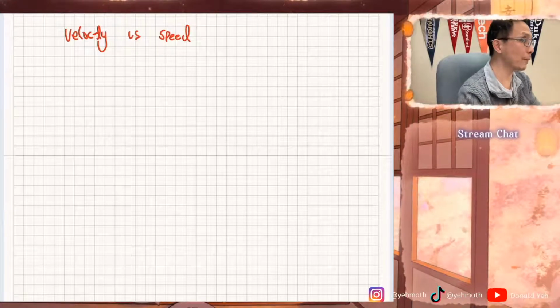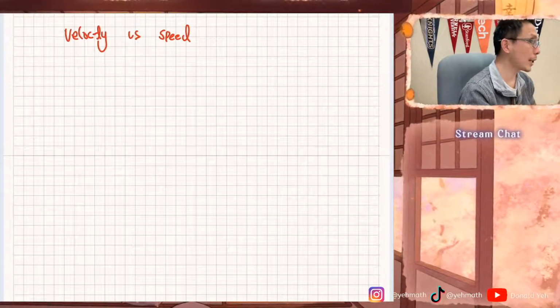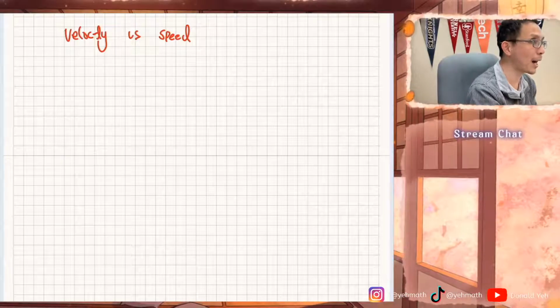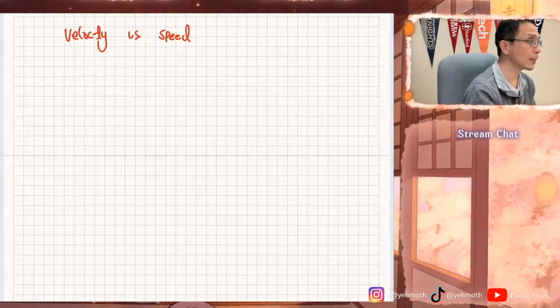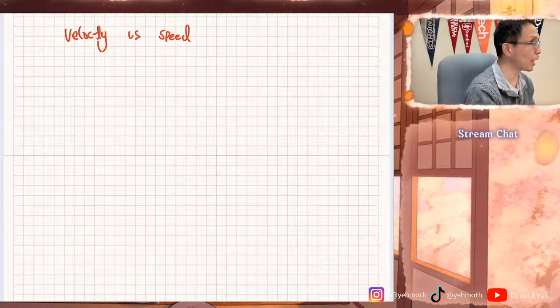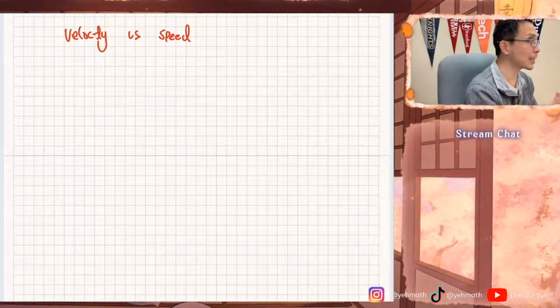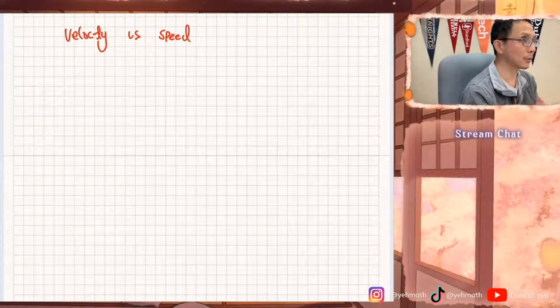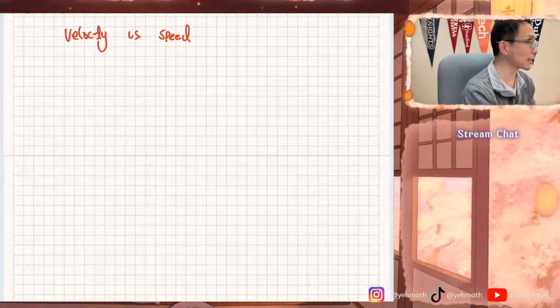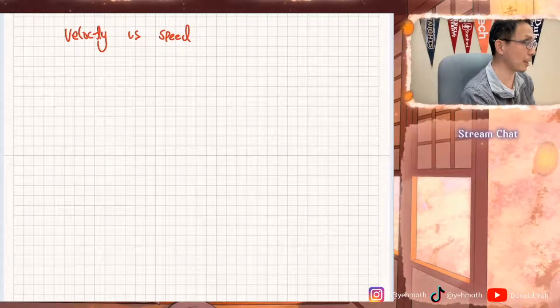Direction. For example, if I'm driving to New York and we assign north as positive, then south is negative. So if I'm driving to New York at 100 miles per hour, it's positive 100 miles per hour. But if I drive to Miami, it's no longer positive 100 because I'm driving south, so it's going to be negative 100 miles per hour.